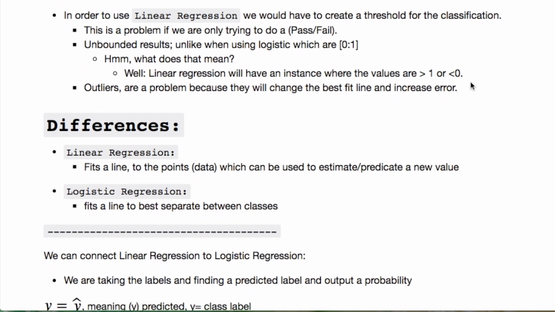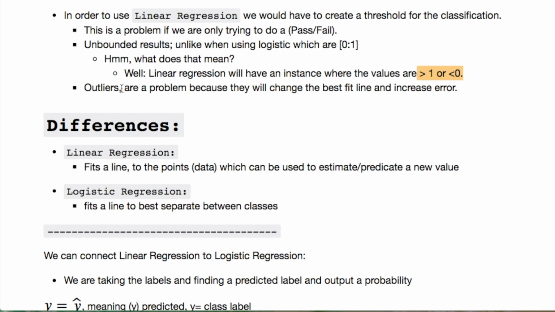And you would say to yourself, why not use linear regression? In order to use linear regression, we would have to create a threshold for our classification. In this problem, we are using a pass-fail. The issue with linear regression is you have unbounded results, meaning that we're not receiving a 0 to 1 output. So what does that mean? Well, you either have values that could be greater than 1 or less than 0.